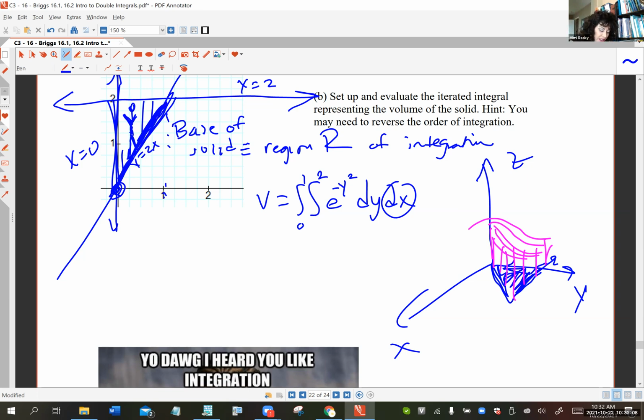Now his feet are touching the diagonal line. That's the lower limit. When his feet are touching is the lower limit. And that's the graph of the equation y equals 2x. Aha, so now we're done. We set up the double integral.